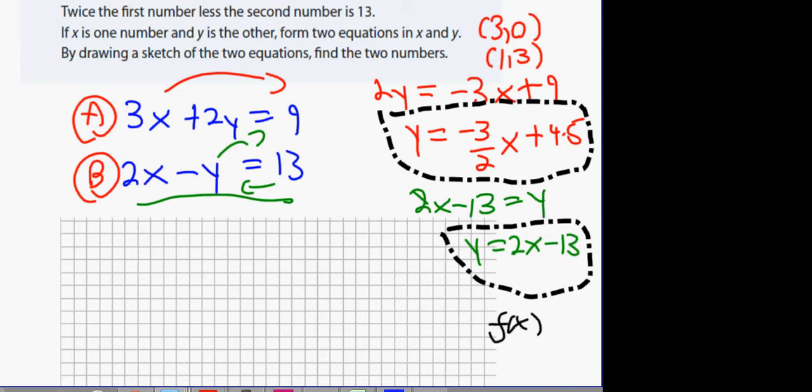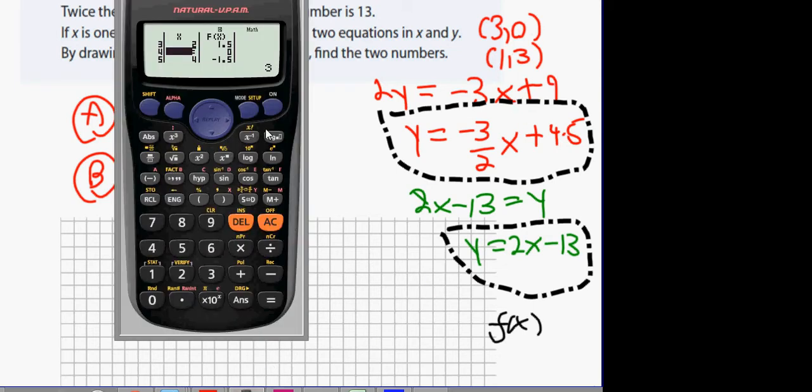Now, what about the green equation? We're going to do the same thing again. This time it's going to be 2x minus 13. And all we're looking for is two points on this line. Syntax error, okay. Usually when you get a syntax error, it means I used the wrong minus sign. I don't know why it even does that, to be honest. It shouldn't do that.